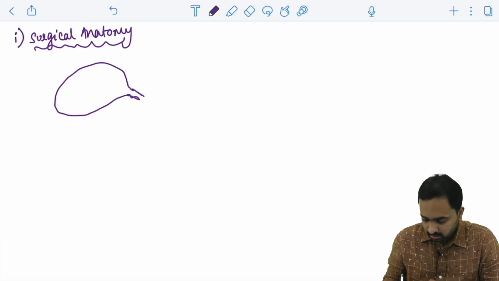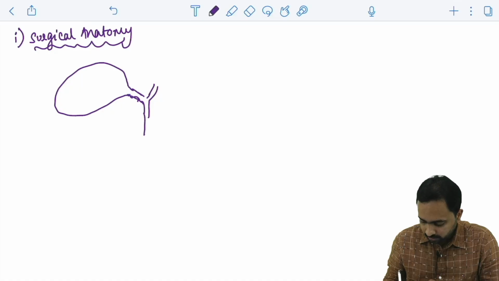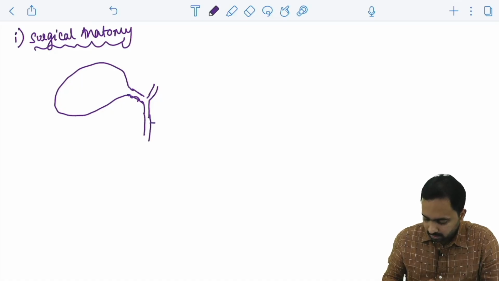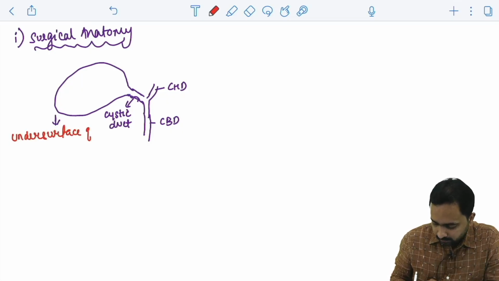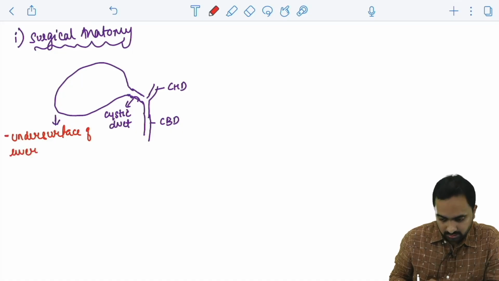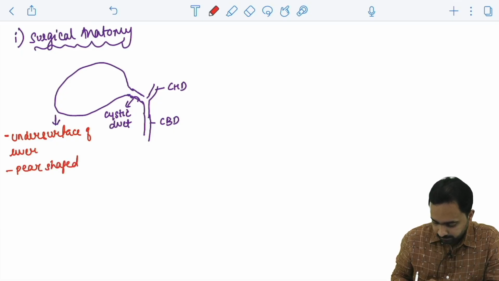From here comes your common hepatic duct, which joins to form your common bile duct. This could be the common hepatic duct, and this is your cystic duct. So this gallbladder is situated on the undersurface of liver. It is a pear-shaped organ.